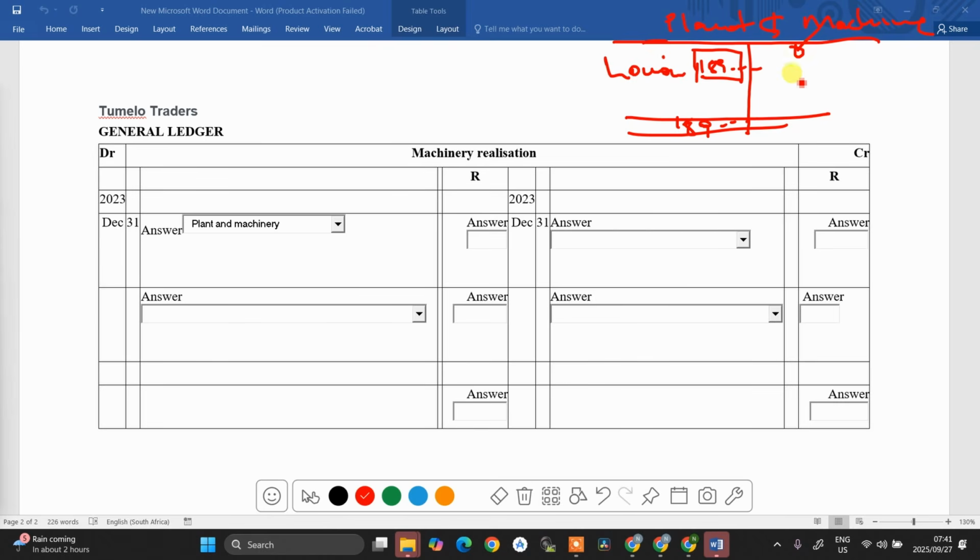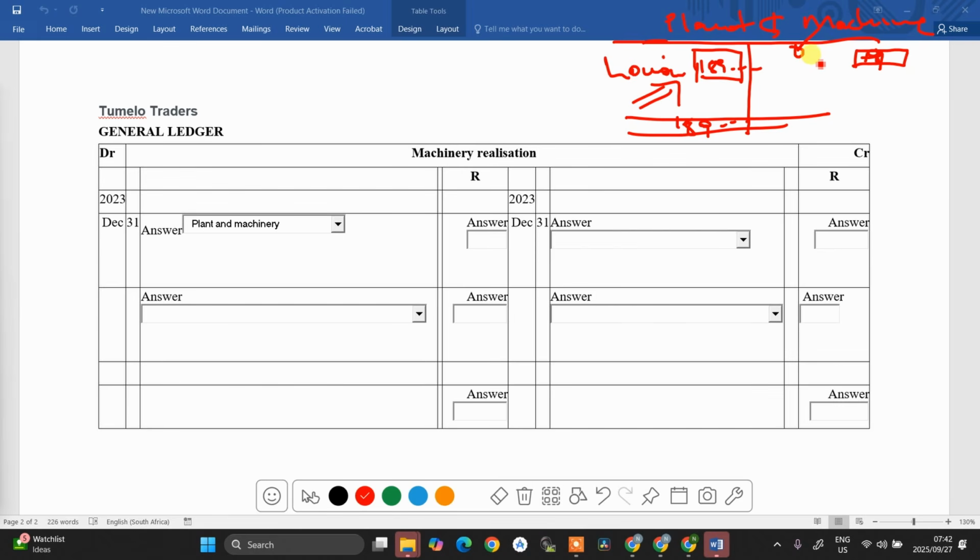So any transaction that leads to the decrease or the reduction of assets must be recorded on the credit side here. So in terms of machine realization, we are trying to dispose one of the assets. So one of the assets that made up this amount here is being disposed. So what that means is that we are going to record the value of that asset that is being disposed here. Okay, and for this transaction, let's say this is 90 something thousand.